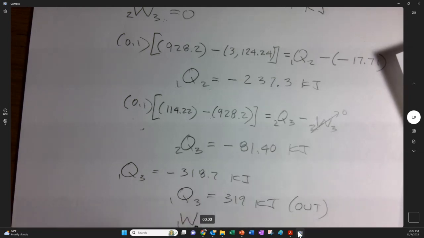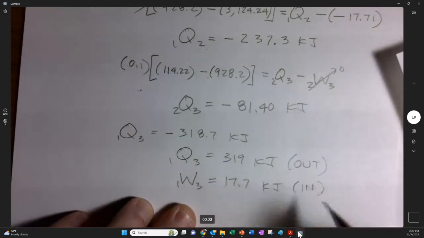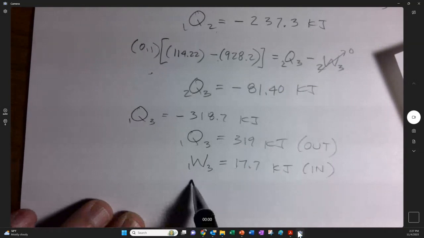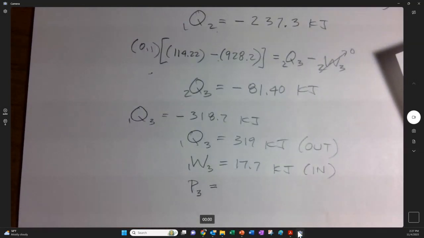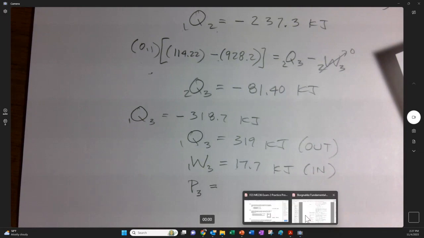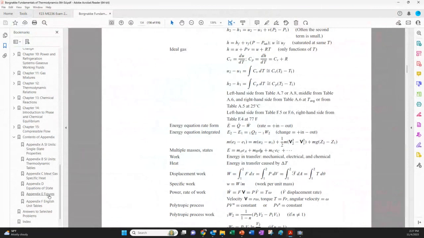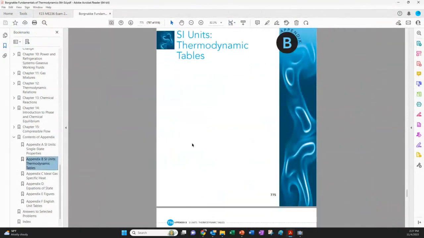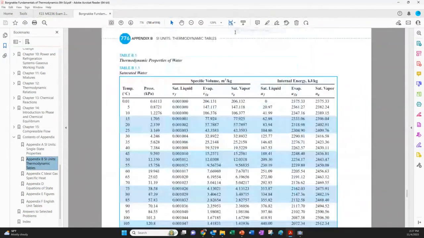1 to 3, I guess, because it's the entirety of the work, is going to be 17.7 kilojoules, and this is going to be in. And the final pressure, P3, we could go back to what we had here, and you recall we went down to it's just going to be the same as the saturation temperature at 25 degrees. So 25 degrees.